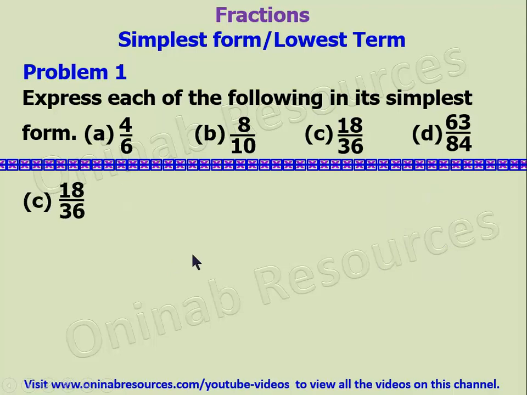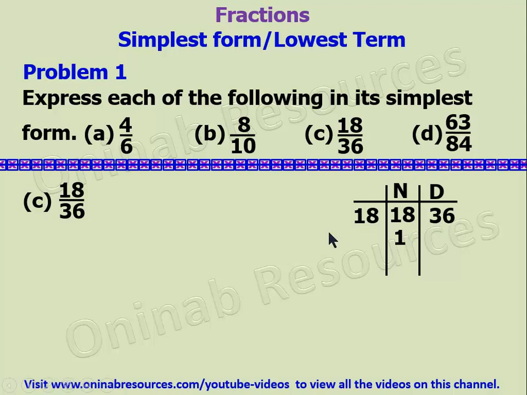So we go to C part of the problem. For C part of the problem, we still have our table, numerator and denominator. Our numerator is 18. Our denominator is 36. We know that 18 times 2 gives 36. So 18 divides both 18 and 36. 18 divided by 18 gives 1, and 36 divided by 18 gives 2. So the simplest form of 18 over 36 will give us 1 over 2. So we have our answer as 1 over 2.